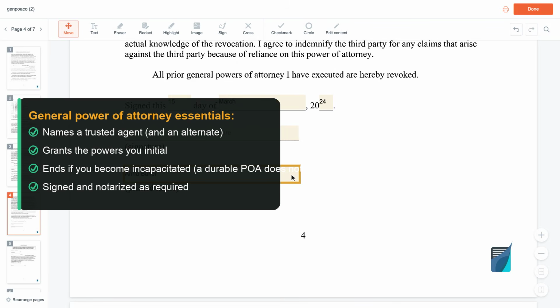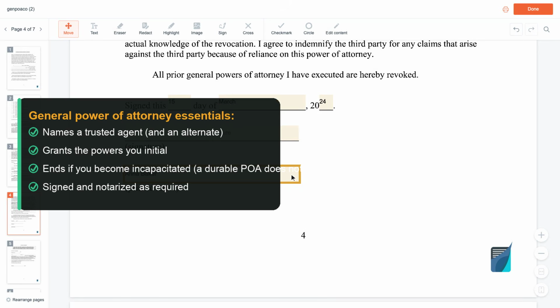Now, when does it take effect? By default, a power of attorney is effective as soon as it is executed, unless the principal includes language saying it becomes effective at a future date or upon the occurrence of a future event or contingency. So if you want it to kick in right away, you don't need to add anything extra.